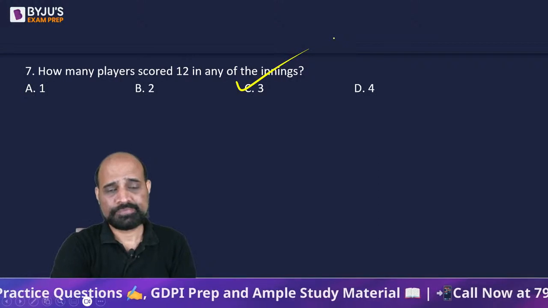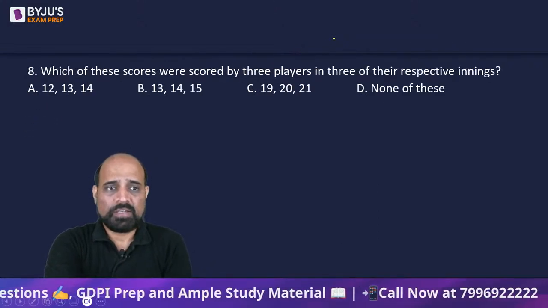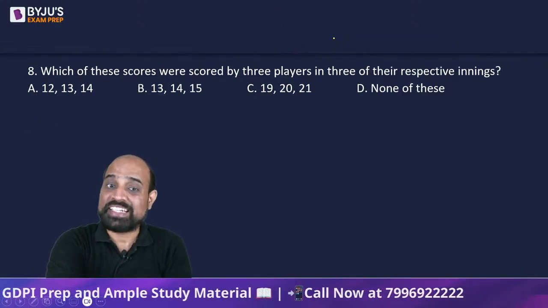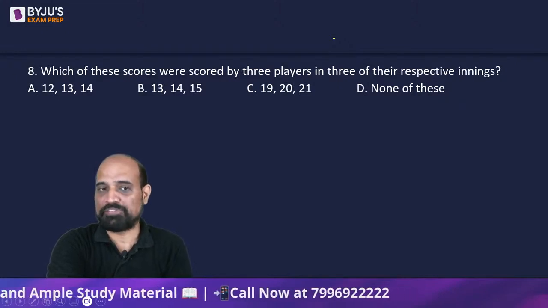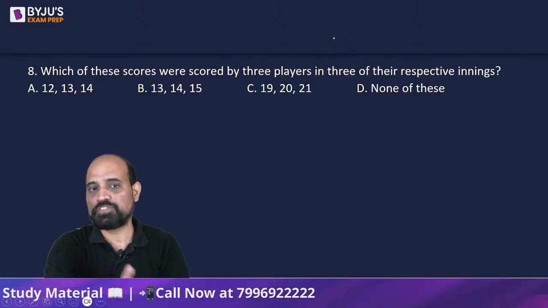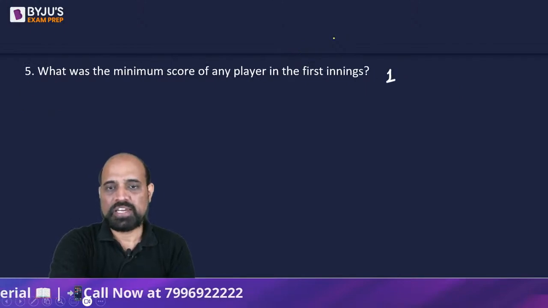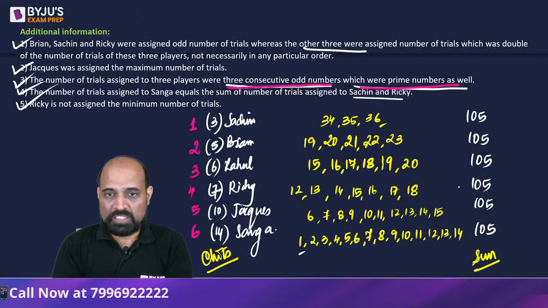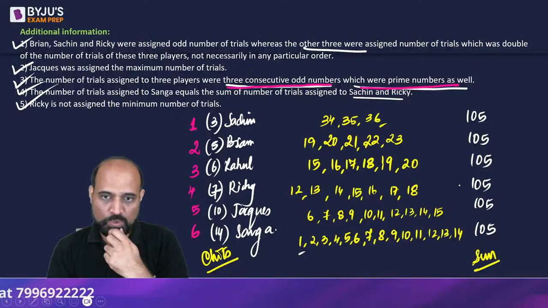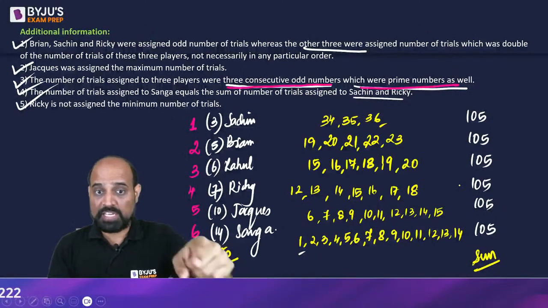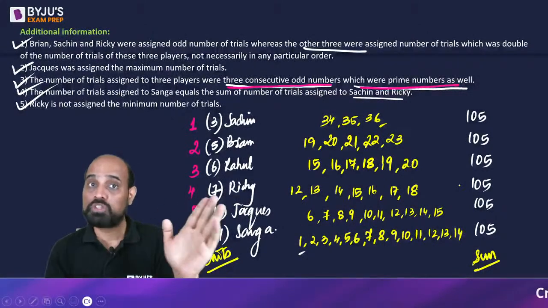Which of these scores were scored by 3 players in 3 of their respective innings? 12, 13, 14, 13, 14, 15, 19, 20, 21. चेक करते हैं क्या करके. 12, 13, 14 क्या 3 लोगों ने स्कोर करा है? हाँ, रिकी, जैक एंड सांगा, they all score 12, 13, 14.